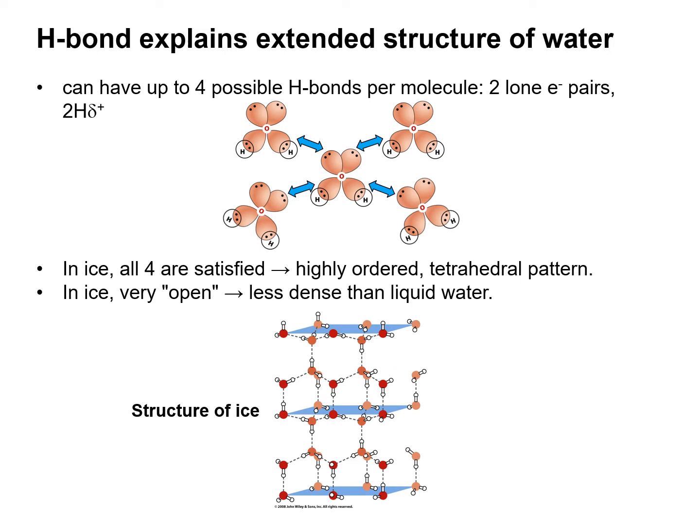Hydrogen bonding can explain some extended structures of water, such as the ice structure. Water can have up to 4 possible hydrogen bonds per molecule, and each molecule has 2 lone electron pairs as well as 2 hydrogen atoms, which work as delta minus or delta plus, interacting with the other water molecules in the vicinity. And in ice, all these 4 bondings are satisfied, so it's a highly ordered structure and also shows the tetrahedral pattern like this.